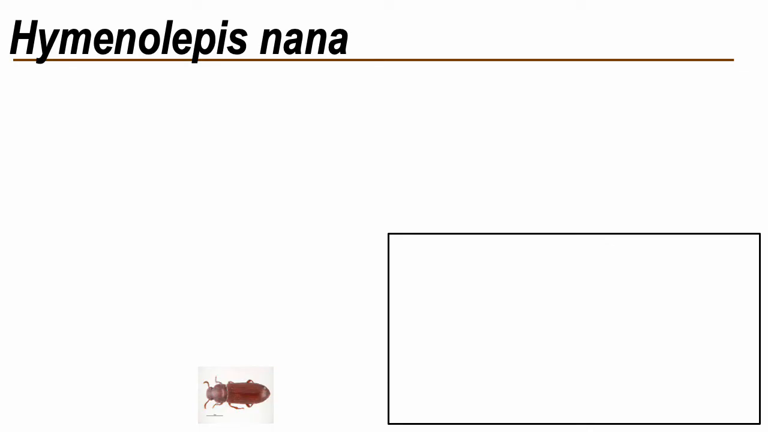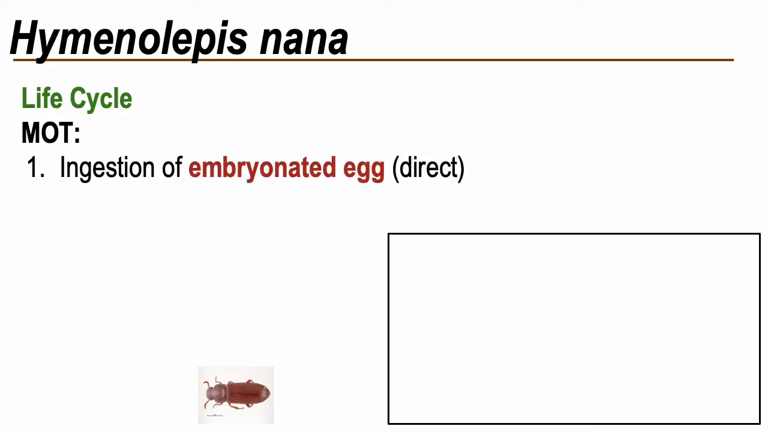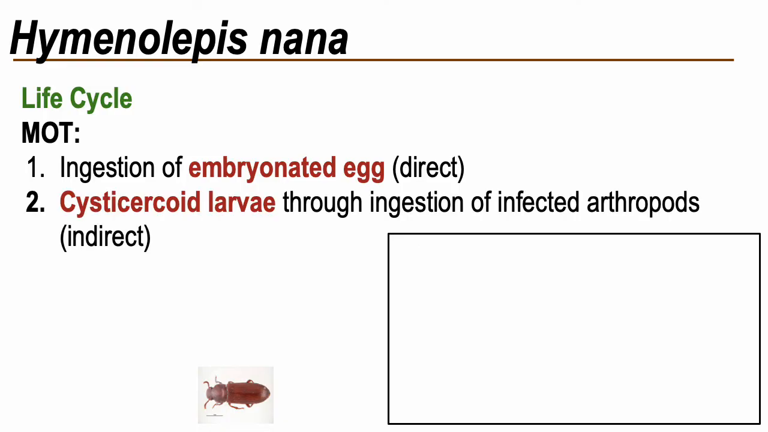So now let's talk about the life cycle of Hymenolepis nana. So humans may acquire this parasite in 2 ways. The first one is the direct ingestion of the embryonated egg through contaminated water or food. This is also known as the direct infection, while the indirect infection is where cysticercoid larva is acquired through the ingestion of infected arthropods such as beetles. So this is also known as the indirect infection.